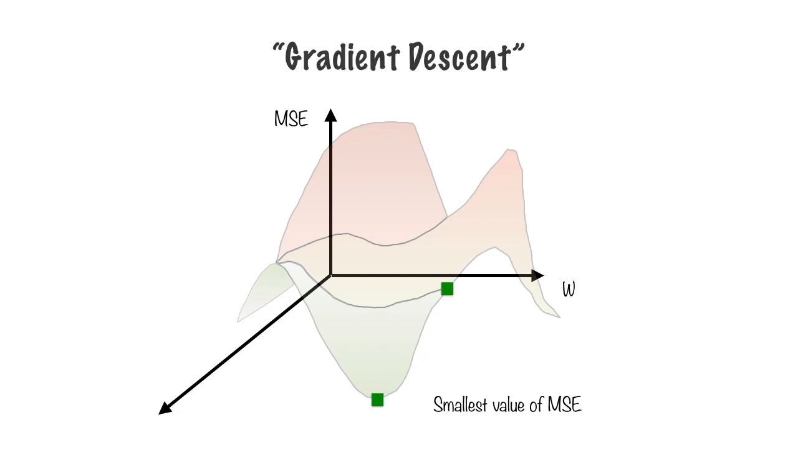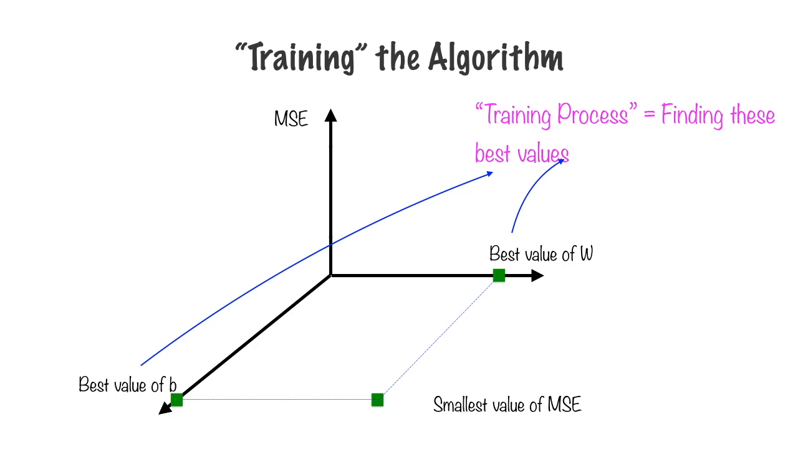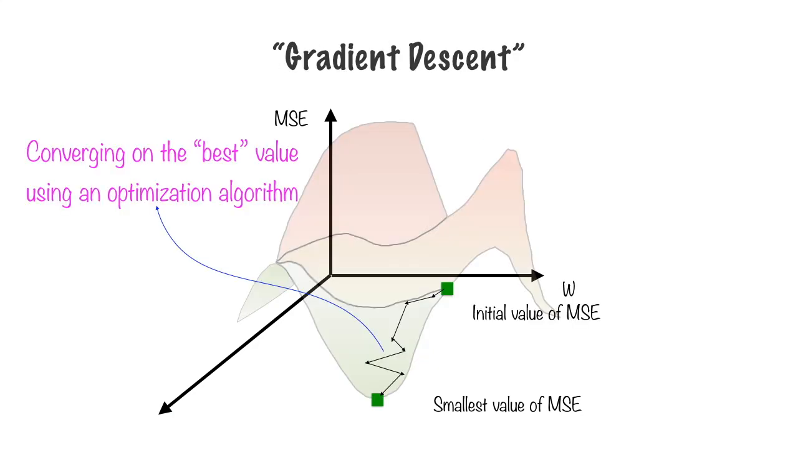In order to find the smallest possible value of the mean square error, we start off at some point on this curve. That is our initial value of the mean square error. That is, we've initialized w and b to some arbitrary initialization values. And from this point, we basically descend down the slope of this mean square error to find the smallest possible value. The purpose of our optimization algorithm is to descend down this slope to converge on the best value for the MSE and find the corresponding values for w and b. This is the basic function of the gradient descent optimizer and other optimizers that are available as built in library functions in TensorFlow.